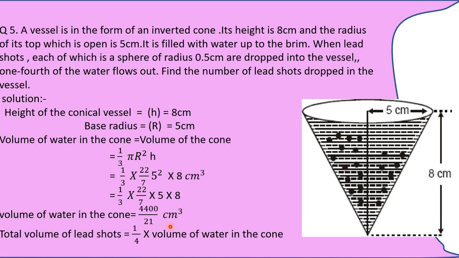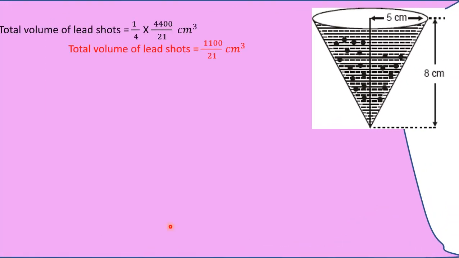So here in the calculation we get volume of the water in the cone is equal to 4400 upon 21 centimeter cube. It is given that the total volume of lead shots is 1/4 the volume of water in the cone. So the volume of lead shots is 1/4 into 4400 upon 21 centimeter cube. By multiplication of these, this 4 cancels out 4400, so we get total volume of lead shots is 1100 upon 21 centimeter cube.